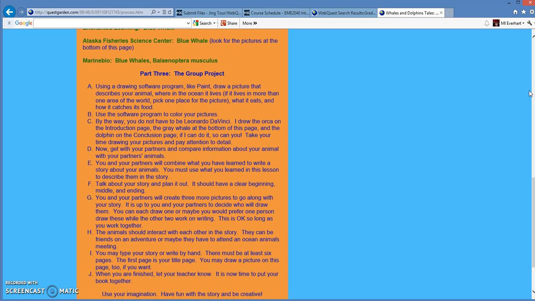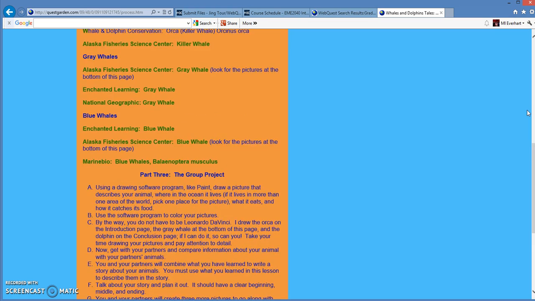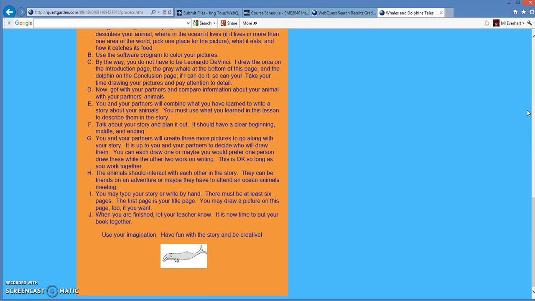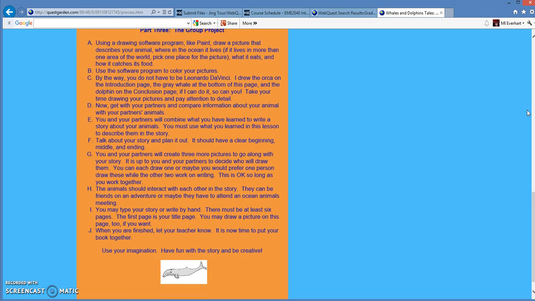You may type your story or write by hand. There must be at least 6 pages. The first page is your title page. You may draw a picture on this page too if you want. When you are finished, let your teacher know. It is now time to put your book together. Now, be sure to use your imagination. Have fun with the story and be creative.